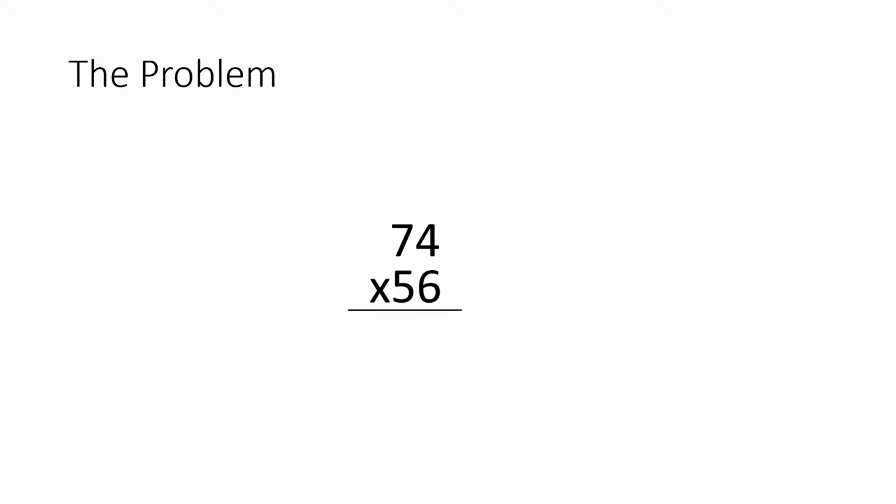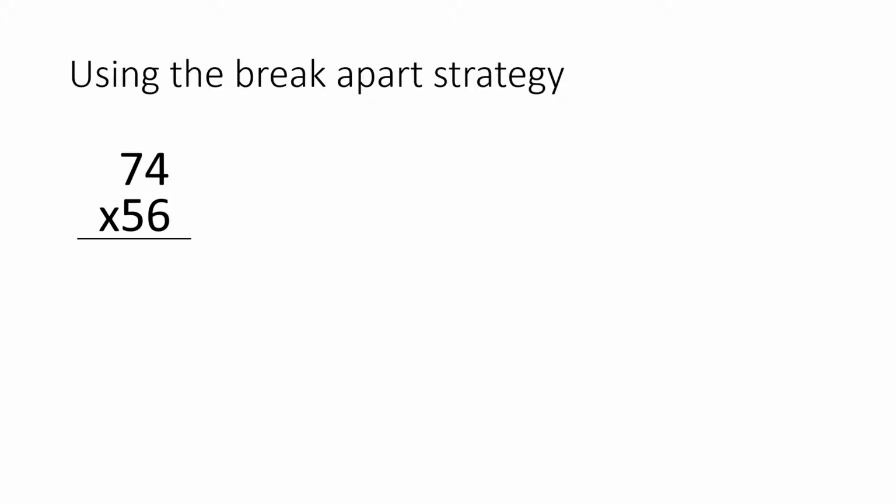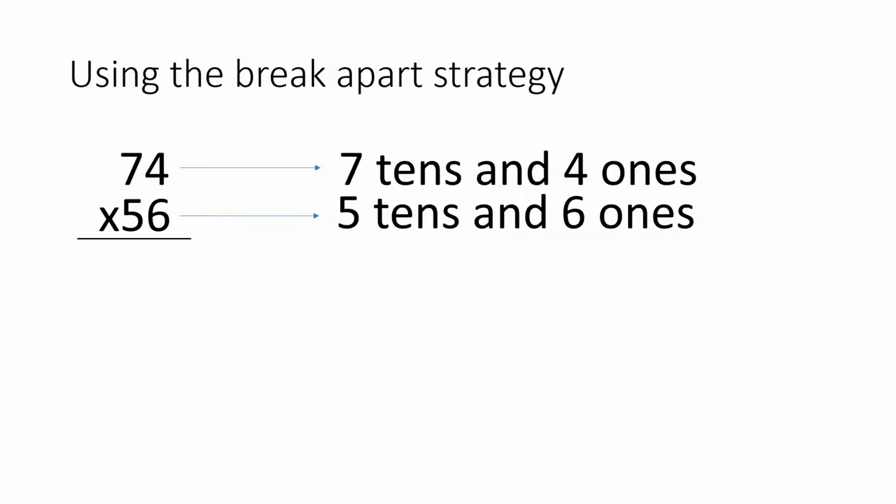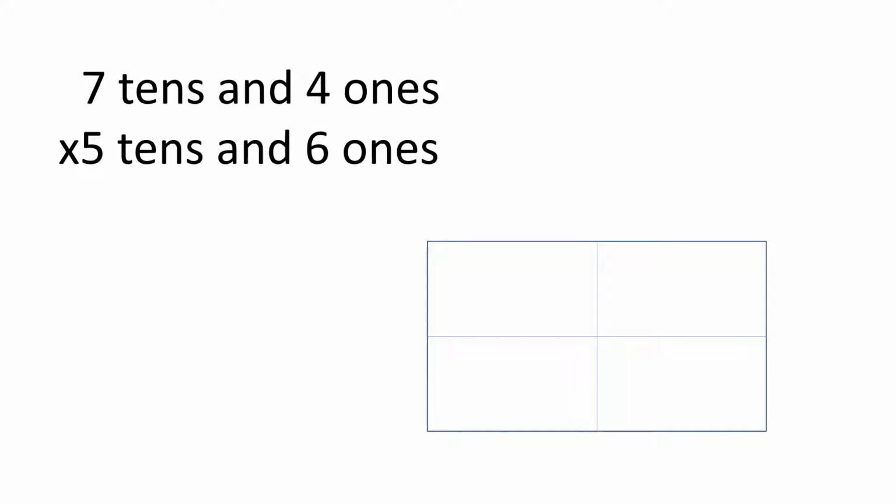So I'm going to show you one problem, which is 74 times 56, and then we'll be working more of these problems tomorrow. So first thing we want to do with 74 times 56 is to use the breaking apart strategy. So we're going to break apart 74 into 7 tens and 4 ones, and break apart 56 into 5 tens and 6 ones. Now we're going to use an area model to make this multiplying easier for us.